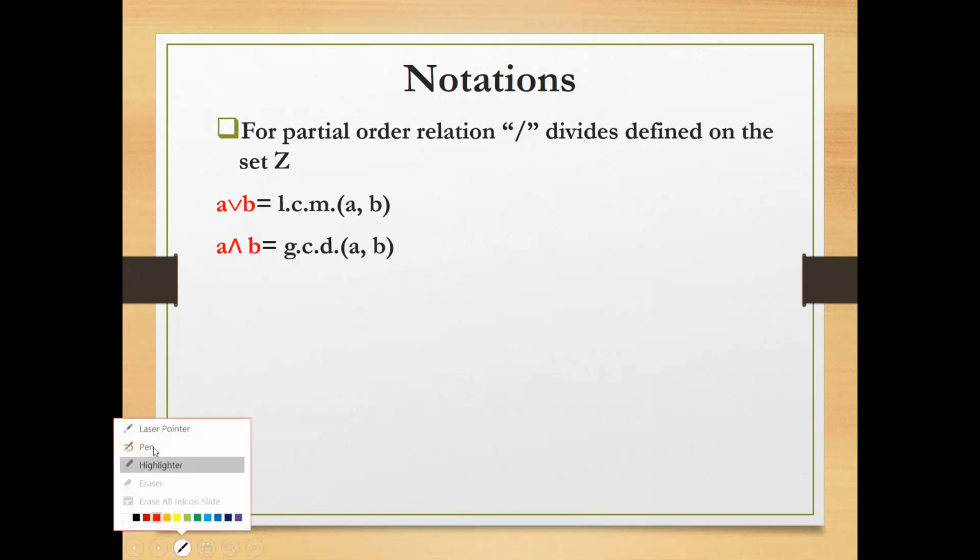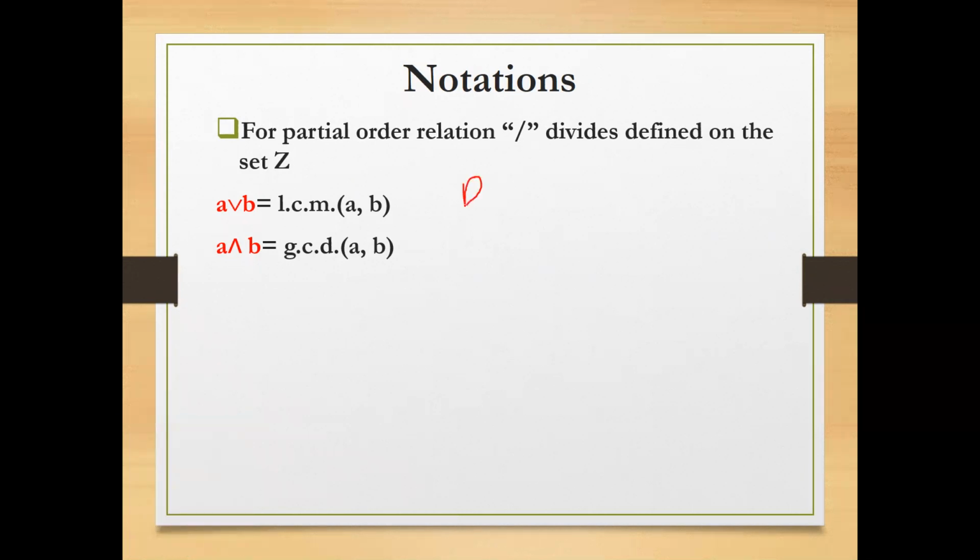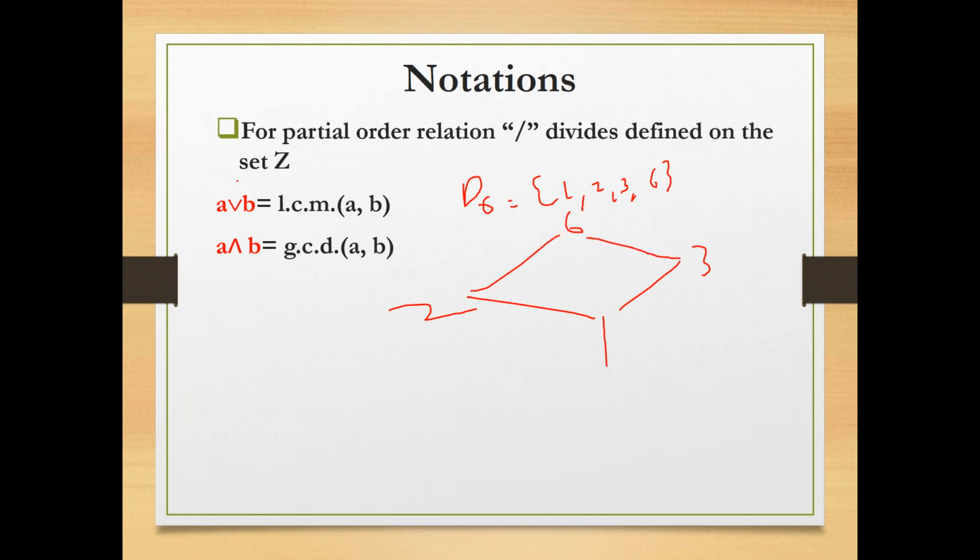For example, we have a lattice D6. Its elements are the divisors of 6, meaning 1, 2, 3, 6. If you draw its hash diagram, it will be like this: 1, 2, 3, 6. This will be the hash diagram of this divisor lattice under the relation of divides.